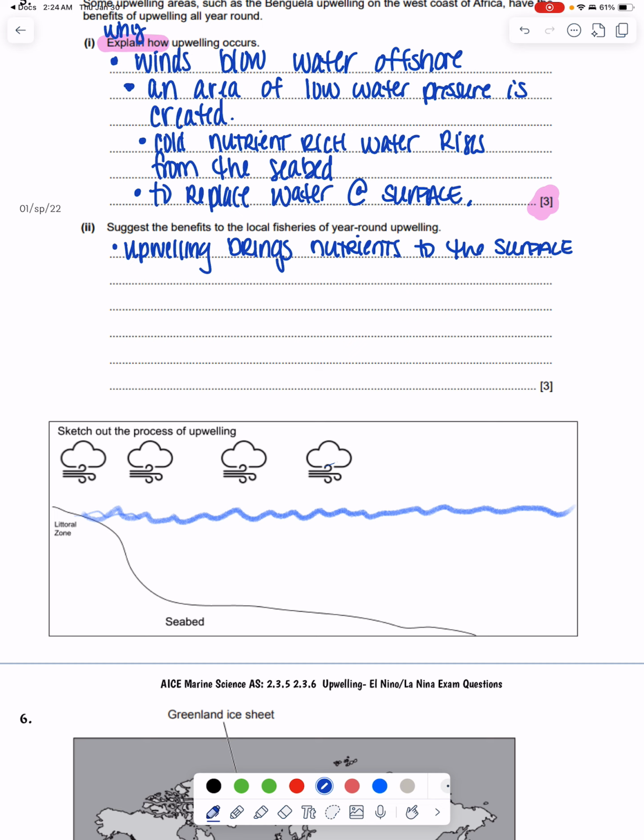All right, and we have the winds blowing water offshore. You have that area of low water pressure form. There's our cold water and the nutrients that move up with it. Now, the nutrients cannot be fed to animals. Fish do not eat this. If we start talking about fish right away, then we're going to lose the marks the rest of the way.